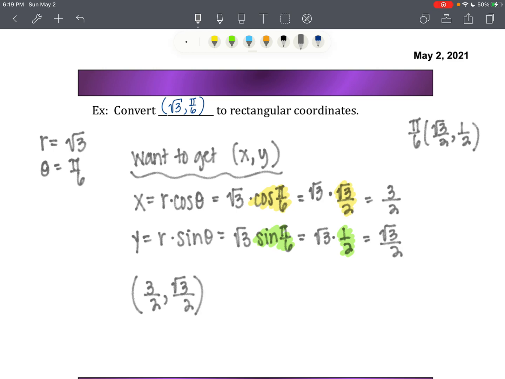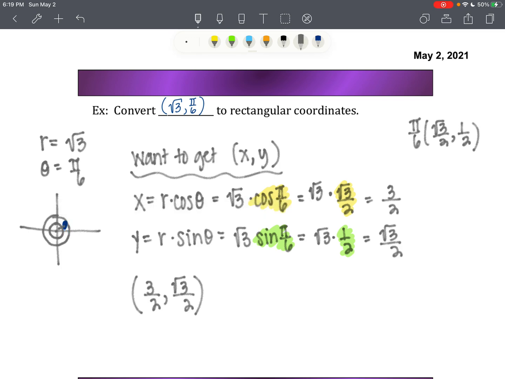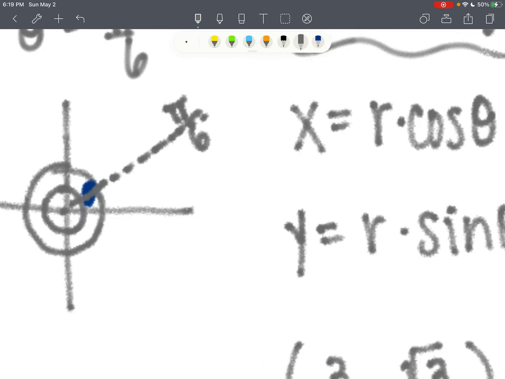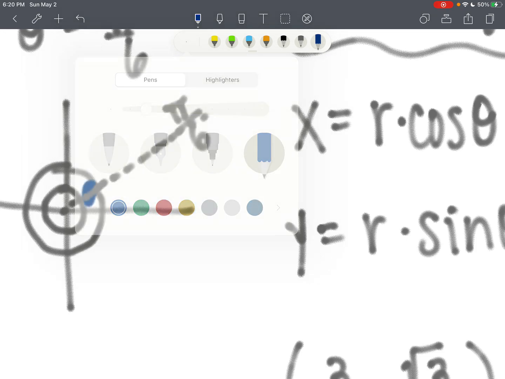Let's get an idea of what this looks like. The square root of 3, comma, pi over 6 is going to be a point with a directed distance that's halfway between 1 and 2. Not a little bit more than halfway. It's about 1.7. And then we're going to have a rotation of pi over 6. So it's going to be on that pi over 6 line. So it's somewhere right about there. And that makes complete sense. I'm going to zoom in. That makes complete sense. Look at this.